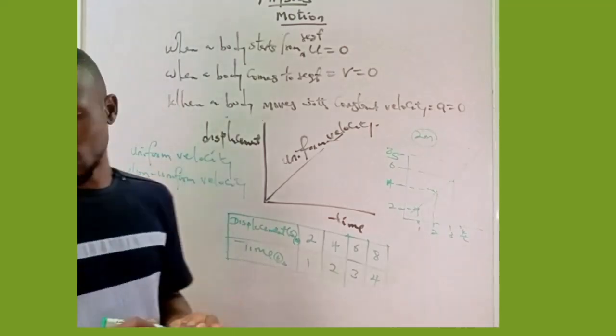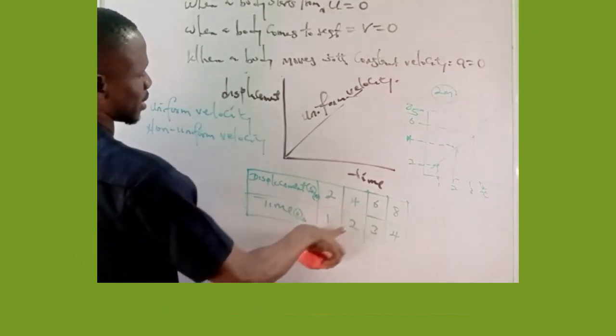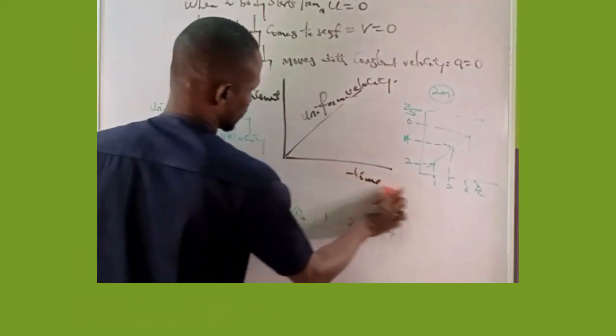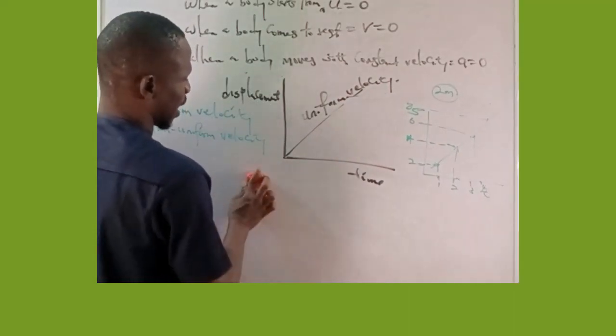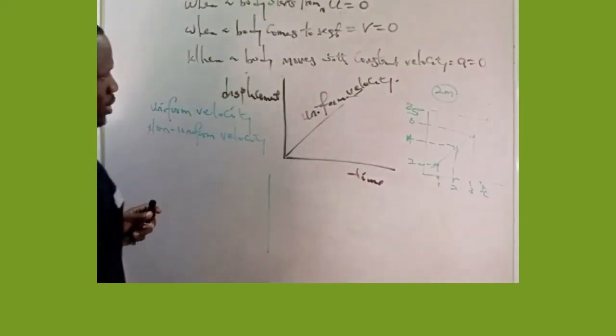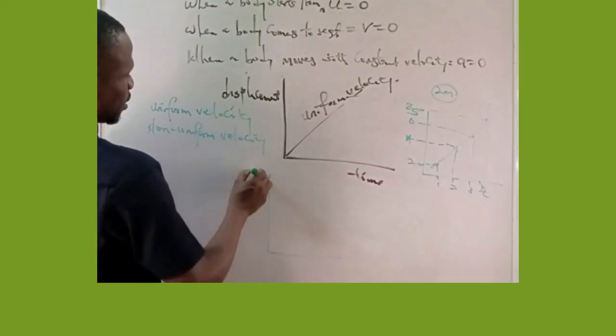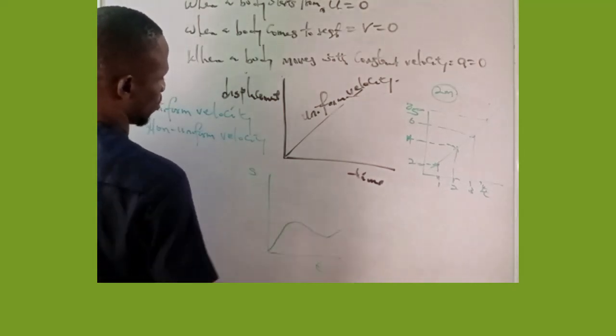In non-uniform velocity, the body does not cover equal distance at equal time interval. In that case, you are going to have displacement over time. It can go up and come down or go up again.